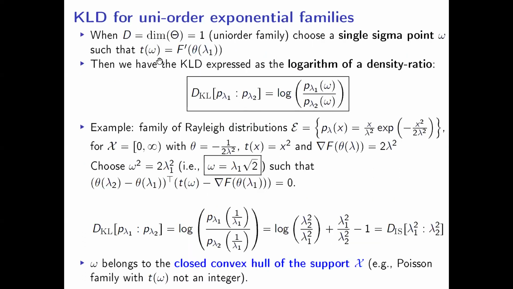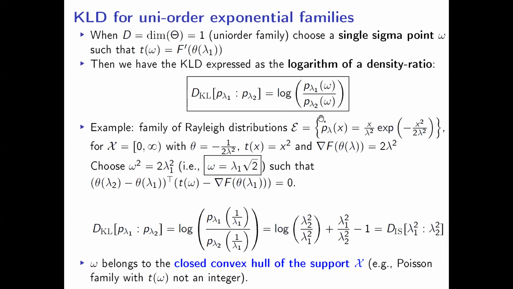So let's say that we have an exponential family of order 1, so the natural parameter space is 1-dimensional. What we need to do is to choose a sigma point omega such that T of omega, the sufficient statistic at omega, is equal to the gradient or derivative of F at lambda 1 in the natural parameter expression. If we do that, then the Kullback-Leibler divergence is expressed as a log density ratio here.